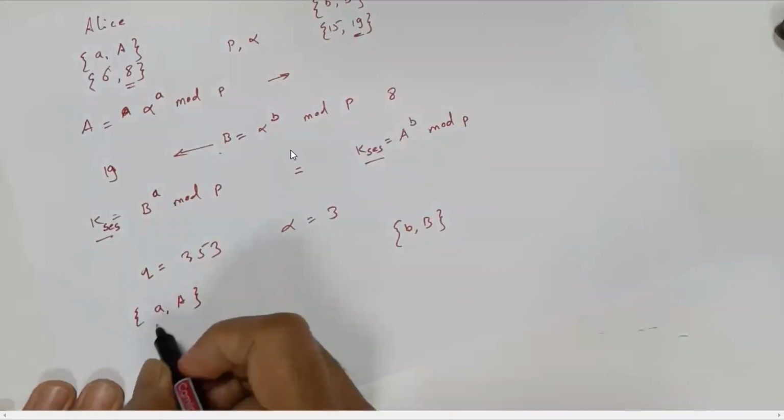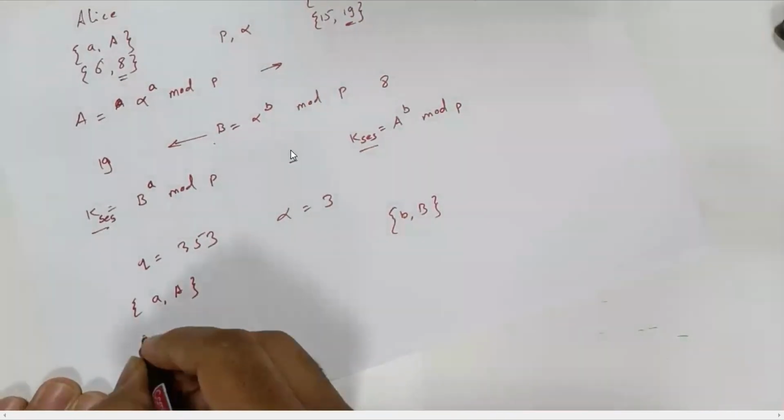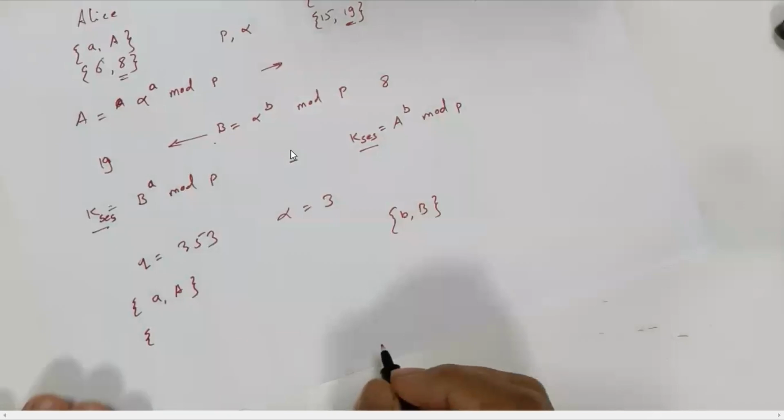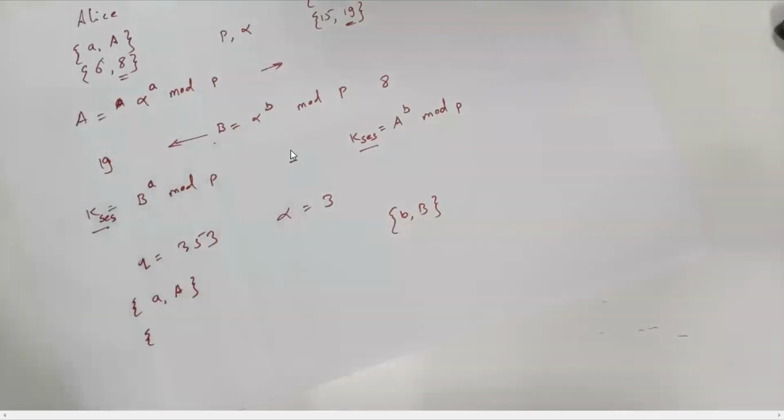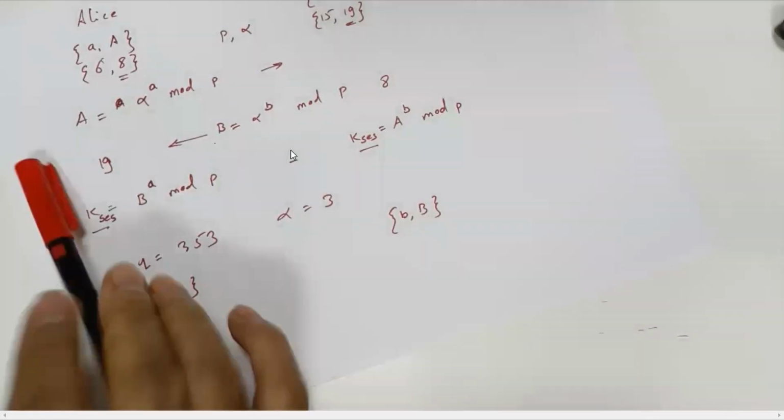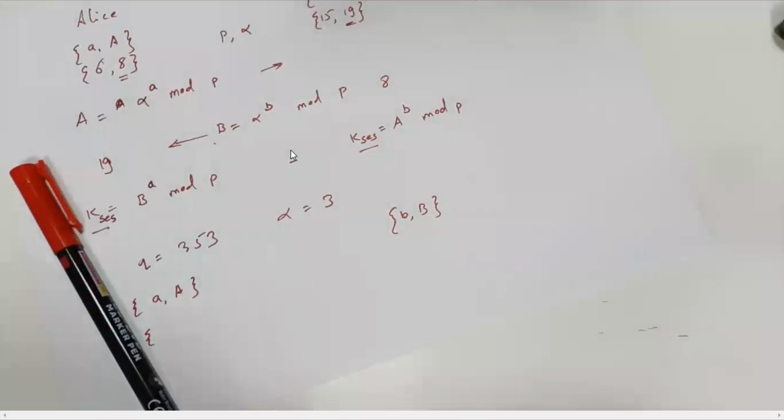Let us choose a small a, that is the private key. You can choose any number. I request you to choose your own small a.